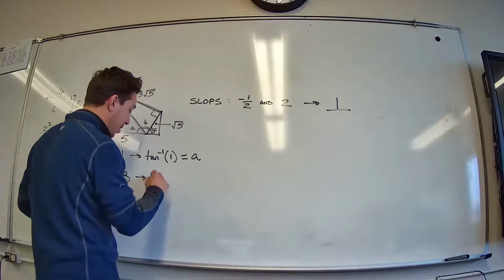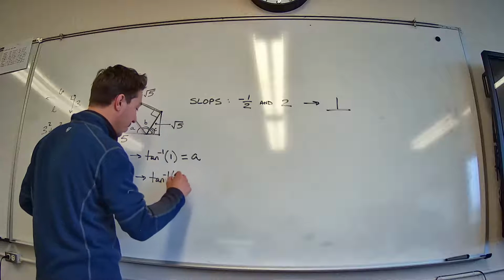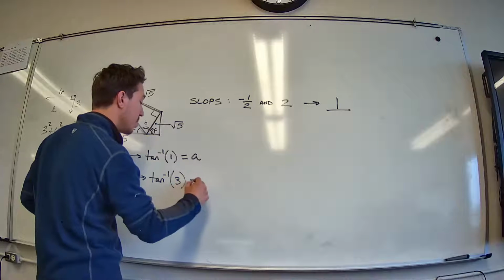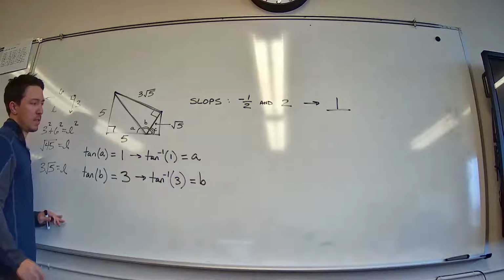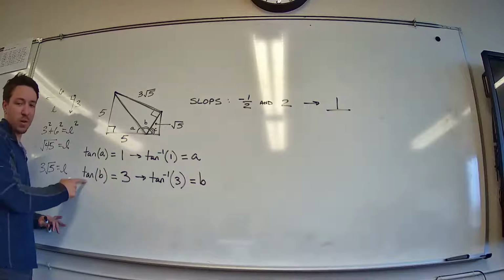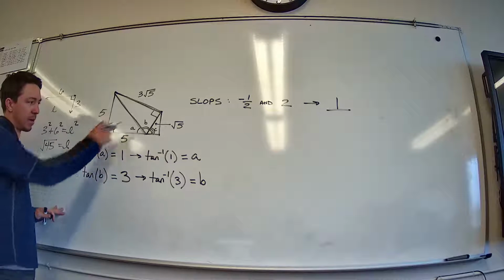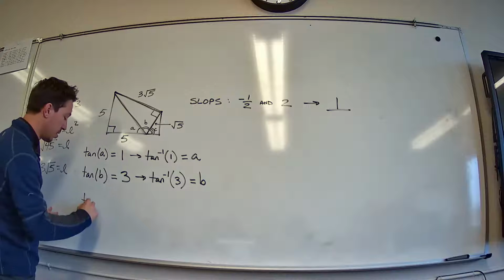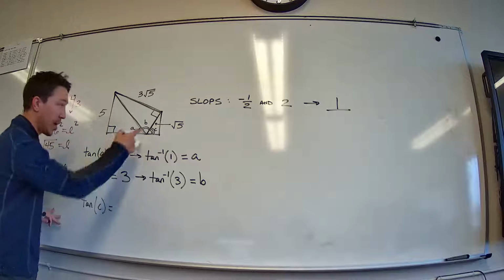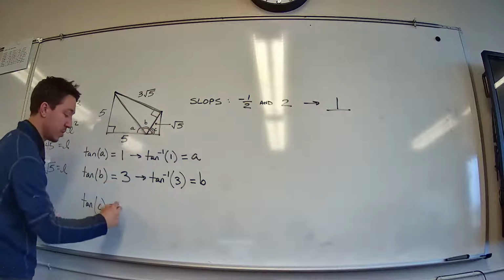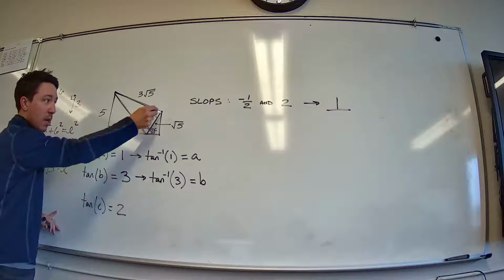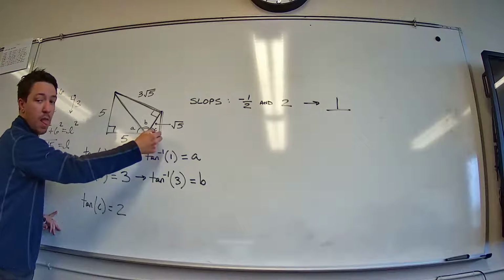Okay, so what does that tell me? That tells me that the inverse tangent of 3 tells me what angle B is. And that's the hardest one to really figure out. How about angle C? 2. The tangent of angle C, that makes sense to everyone, right? Why it's 2? Opposite over adjacent.